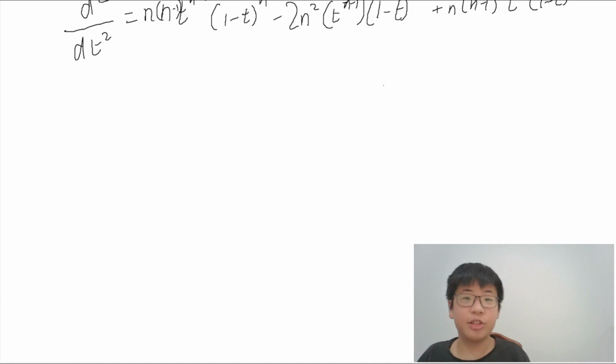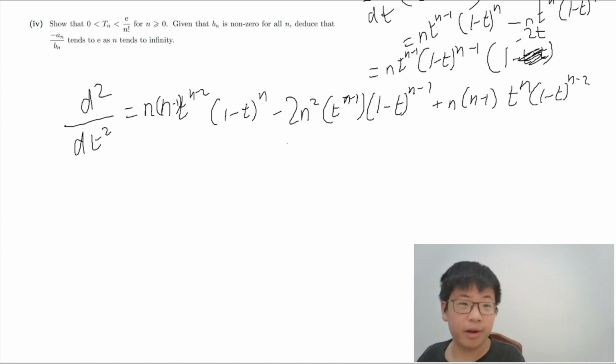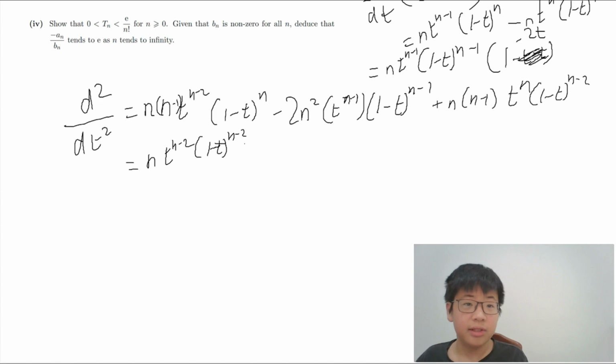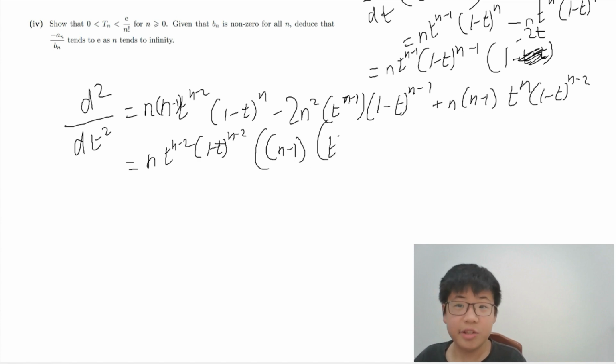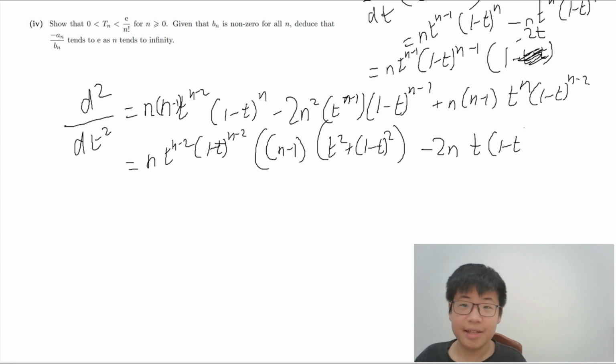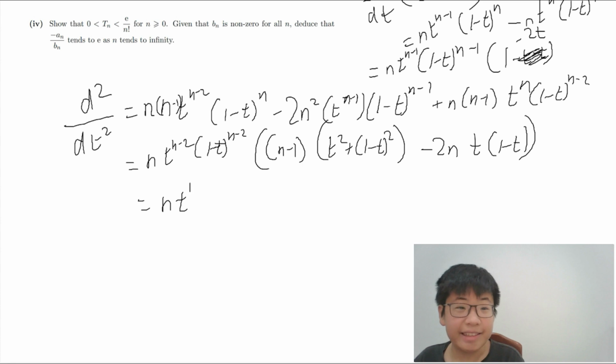There. And now comes the great big algebraic simplification. I know that most of you might not like algebra, but I'm just going to walk through everything for you just to make everything easier. Now we have to factorize n t^(n-2)(1 minus t)^(n-2), and then n minus 1. And since there are two terms with n minus 1, so this is t squared plus (1 minus t) squared minus 2n t(1 minus t). Now we are going to expand.